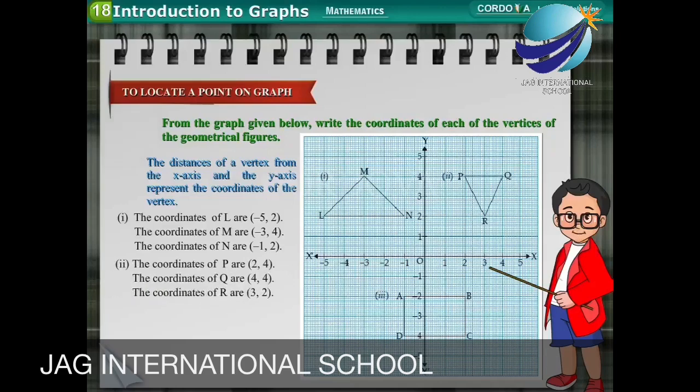The coordinates of P are (2, 4). The coordinates of Q are (4, 4). The coordinates of R are (3, 2). 3. The coordinates of A are (-1, -2). The coordinates of B are (2, -2). The coordinates of C are (2, -4). The coordinates of D are (-1, -4).